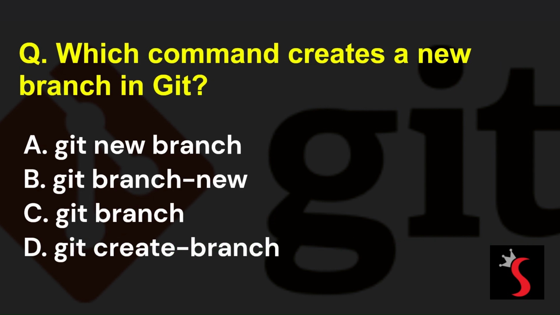Which command creates a new branch in Git? A. Git new branch. B. Git branch-new. C. Git branch. D. Git create-branch.